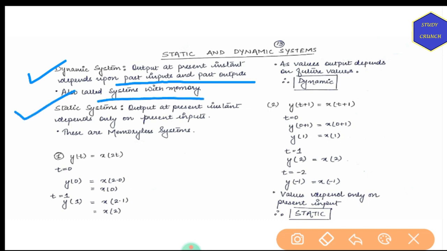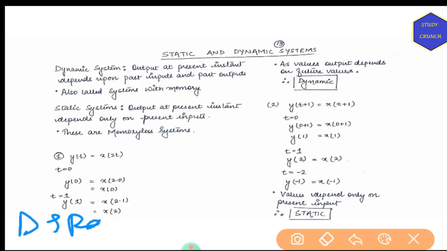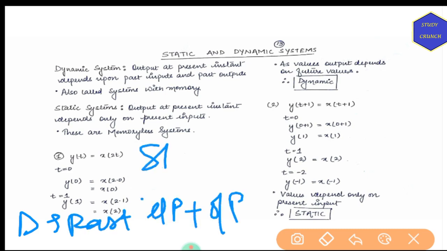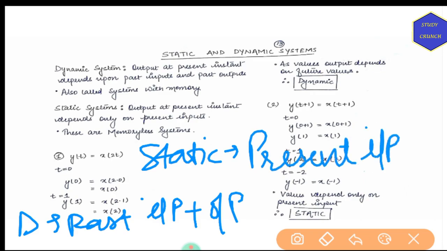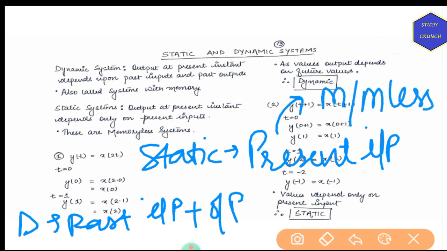Whereas in a static system, it is only dependent on the present inputs. They are memoryless. So dynamic are past input plus output, whereas static are the systems which are only dependent on present input. Understood? These are basically memoryless. They don't have memory as they are only dependent on present input, whereas dynamic are with memory, right?